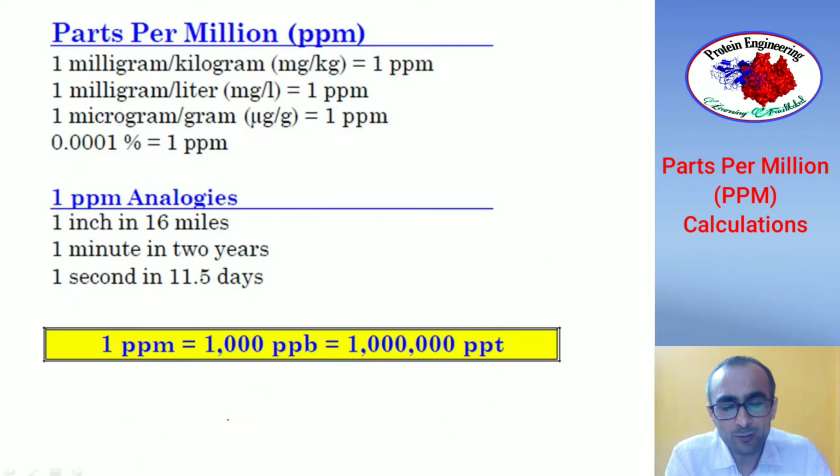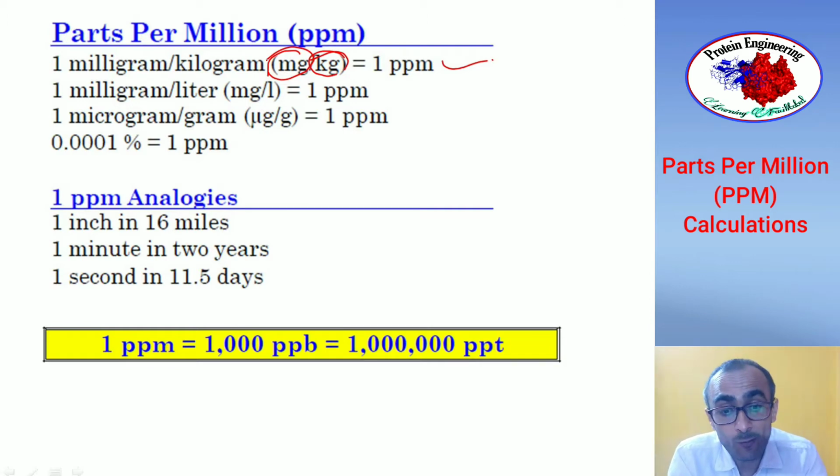There are some examples of ppm. So for example, 1 milligram in 1 kilogram, so that is equal to 1 ppm. That's because 1 kilogram of anything contains 1 million milligrams. So if you have 1 milligram of a substance in total 1 kilogram of a mixture, that is 1 ppm.